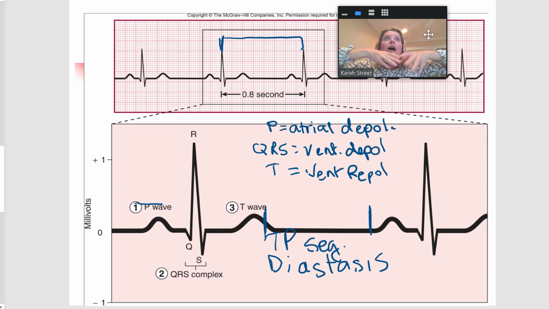And now we get ejection. How much blood is ejected of the 120 milliliters we have in there? 70. Yeah, we don't get it all out.